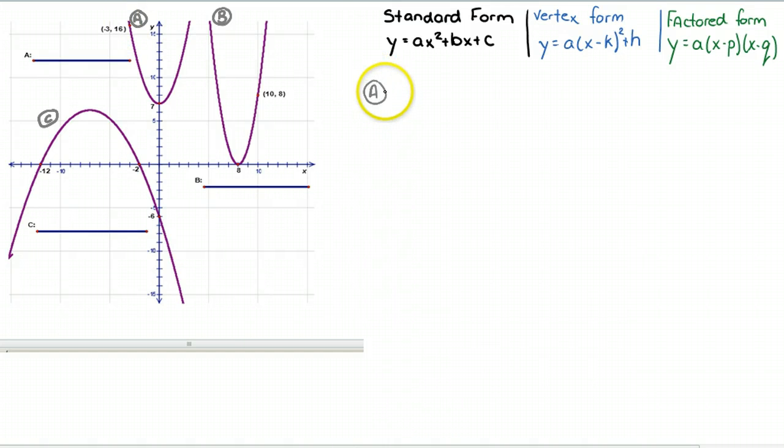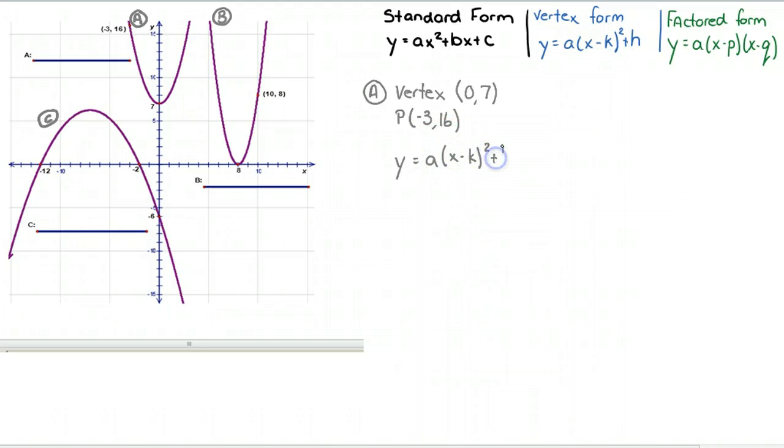If I take a look at A, I ask myself, what do I have about this? Well, I know that I have the vertex, so right away I'm going to think vertex form, and that vertex is at (0, 7). I also know that I have a single point, which we'll call P, which is (-3, 16). Since I'm given the vertex, I'm going to write down vertex form below it: y = a(x - k)² + h.